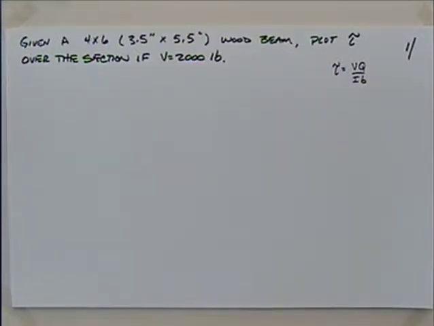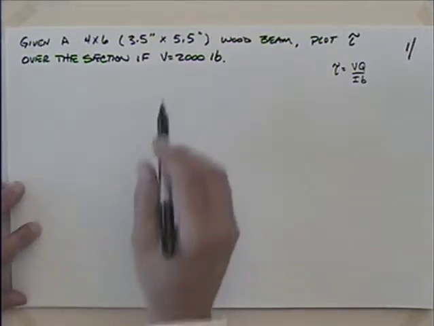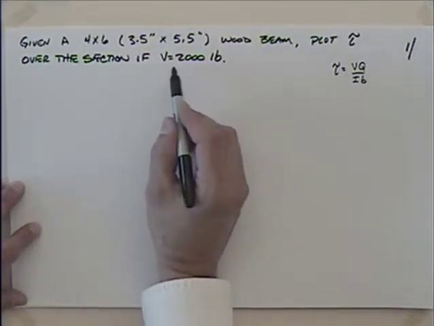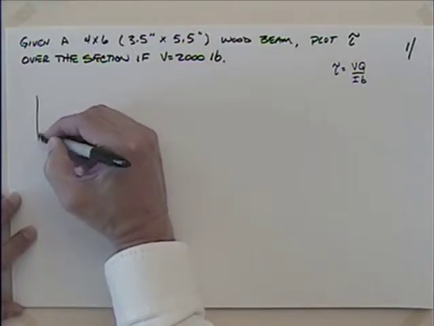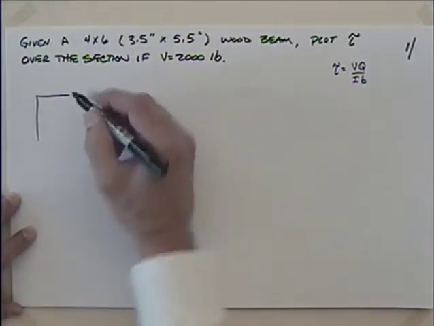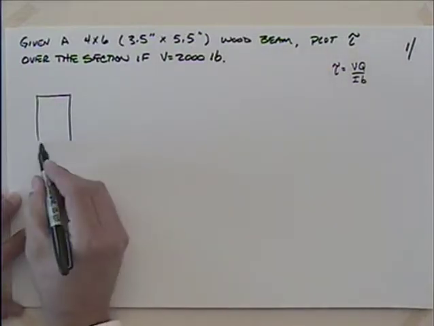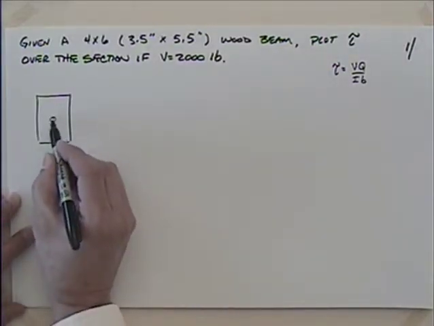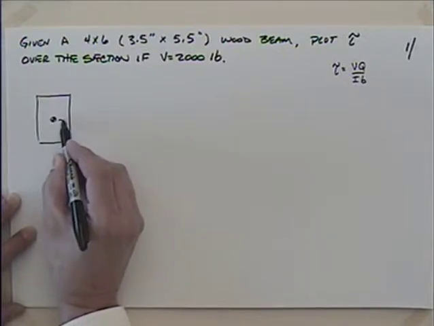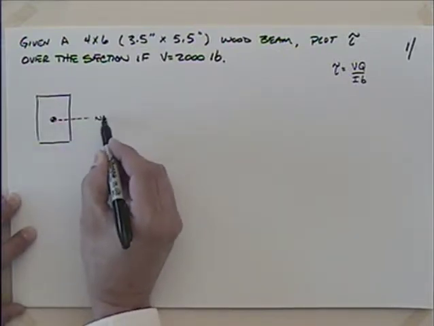So that's our equation. What I'd like to do is, given a 4x6, which is really 3.5 by 5.5, plot shear over the section, assuming that the shear force is 2,000 pounds. Graphically, the cross section would look something like this. If we were to cut a 4x6 beam in half and look at the end of it, we would have the center here, which is the neutral axis.